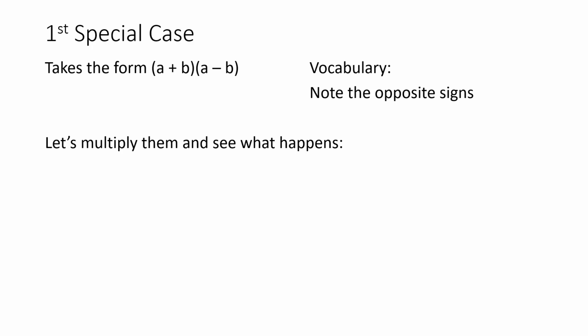All right, so looking at this first special case, this takes the form a plus b times a minus b. So we've got two factors here, two things being multiplied, a plus b and a minus b. And the vocabulary word that goes with that is conjugate. Or you could even pluralize it and say they are conjugates of each other. So the conjugate of a plus b is a minus b, and the conjugate of a minus b is a plus b. They are conjugates of each other.